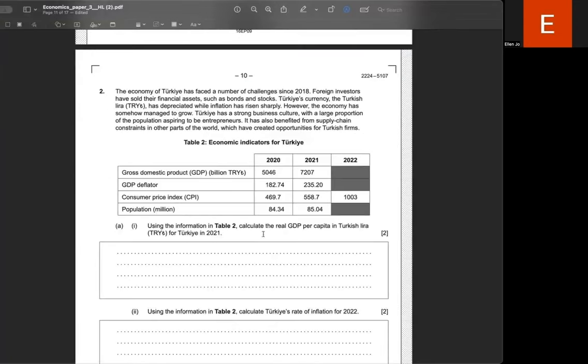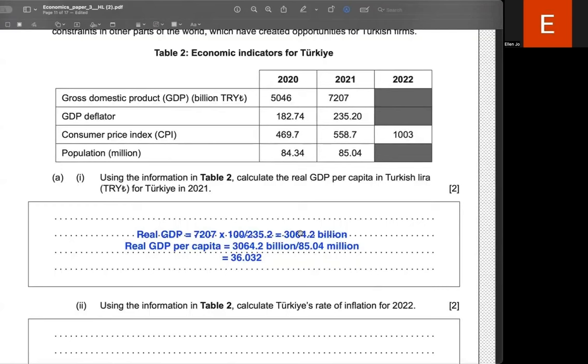Moving on to question 2. A1. Using information in table 2, calculate the real GDP per capita in Turkish lira in the country 2021. So to get the real GDP per capita, I have all the data I need, GDP, deflator. Use them to calculate the real GDP, and then per capita, divided by the population. So here comes the simple answer.